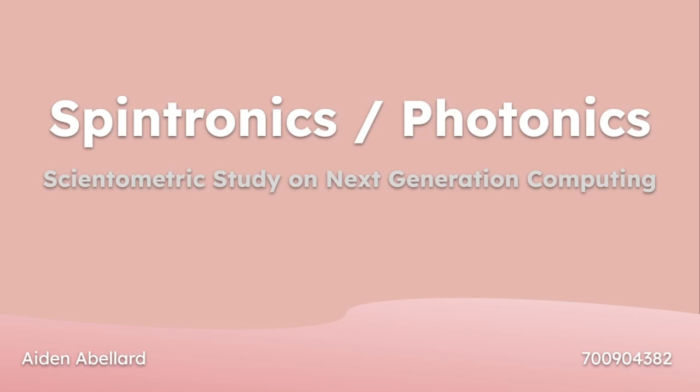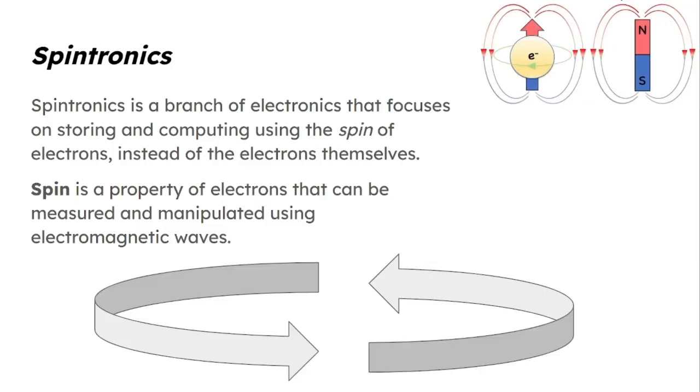Hello, this is Aidan Abelard, and I'll be presenting on the spintronics and photonics section in Scientometric Study on Next-Generation Computing. Spintronics is a branch of electronics that focuses on storing and computing using the spin of electrons instead of the electrons themselves. Spin is a property of electrons that can be measured and manipulated using electromagnetic waves.